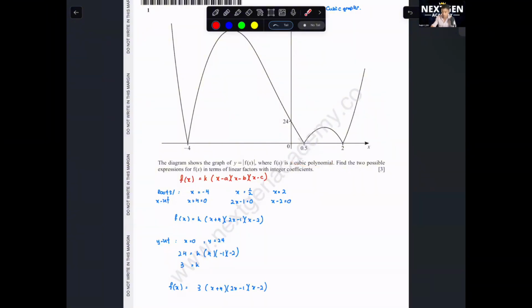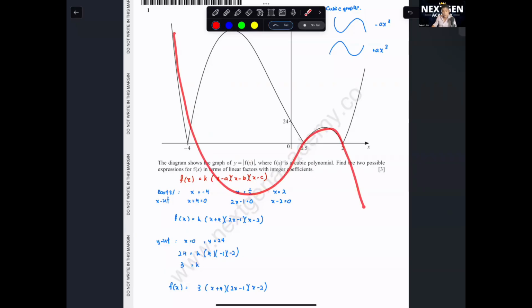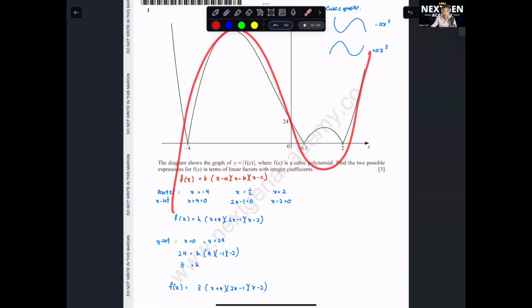But a cubic graph normally is either like this, happy, sad, or sad, happy. Happy, sad is when you have negative ax cubed. This one is positive ax cubed. But when we take the modulus, do we know what the original graph is? Do we know whether it's happy, sad originally or sad, happy? We don't know, right? So it can be either one of them. Both are also possible equations.